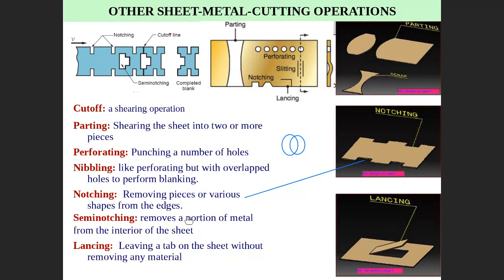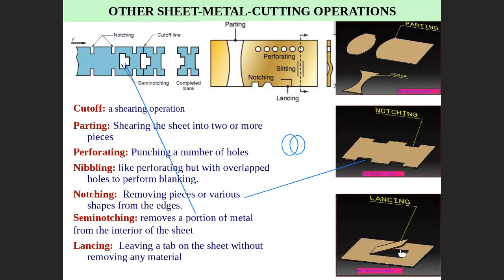Semi-notching. Let me highlight. Semi-notching is this one. This is a semi-notching. It is not from the edge. Notching means you cut from the edge, semi-notching means you cut from the middle. So there is a little difference.